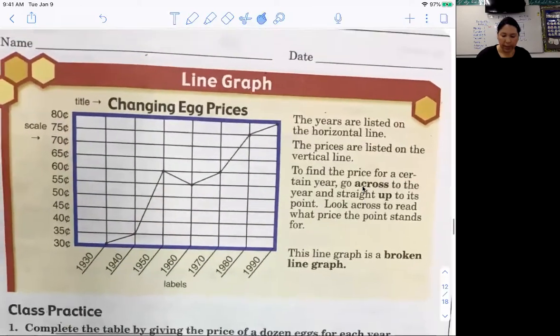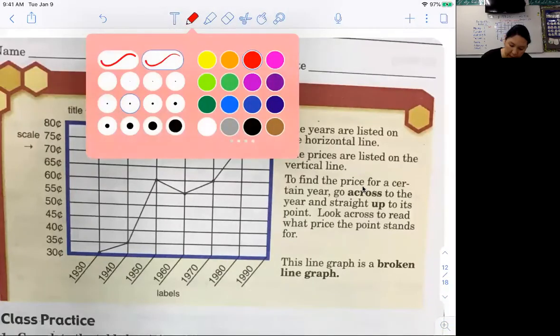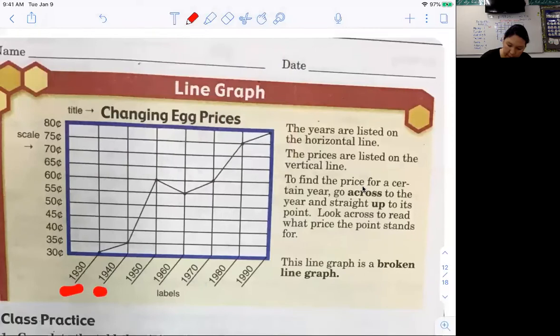Okay, so let's look at the graph. I think the butterflies hatching one is more fun, but we're looking at egg prices here. It says changing egg prices, and look at the years. At the bottom, we're not looking at 2020, where we are. Look at what we're looking at. Way back, 1930, what were the egg prices? 1940, 1950, 1960, 1970, 1980, and 1990.